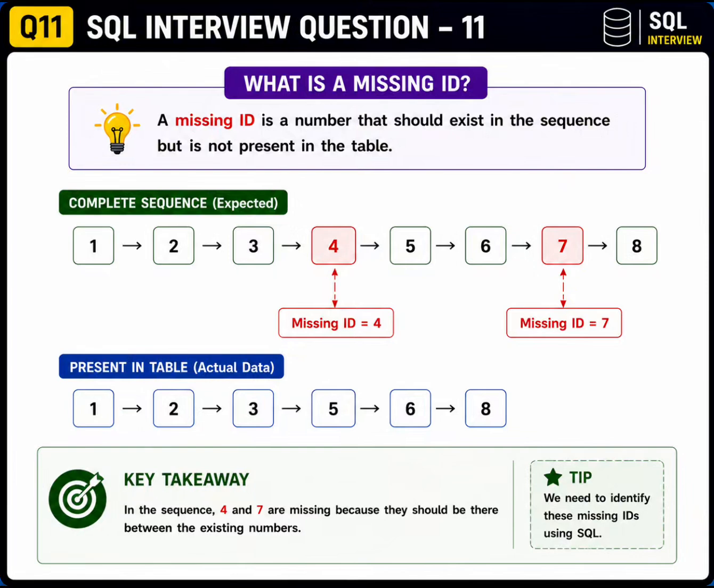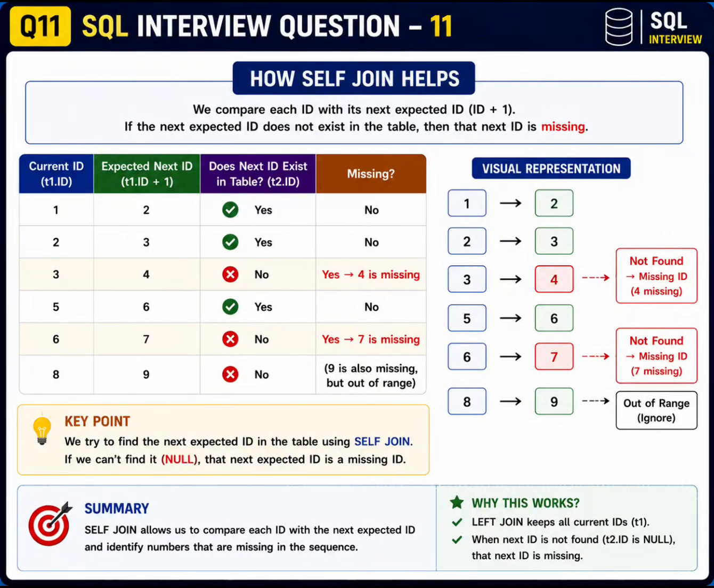Then, we already discussed self-join. Here self-join helps. Now understand how it will help. The idea is very simple. For every ID, we calculate the next expected ID. When you see the tabular form, current ID is 1, next expected ID is 2. Like that, current ID 6, the next expected ID is 7.